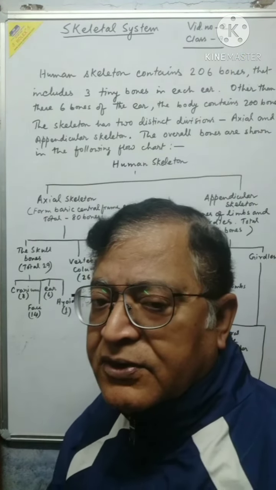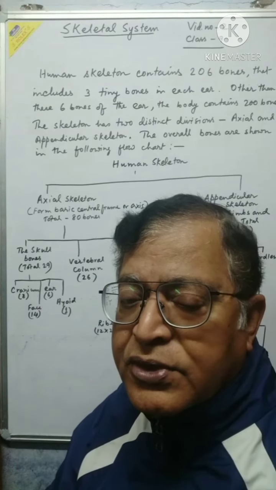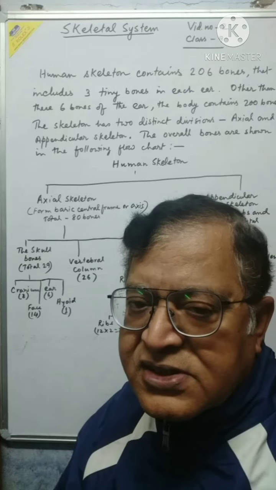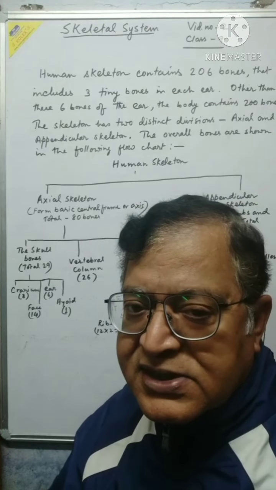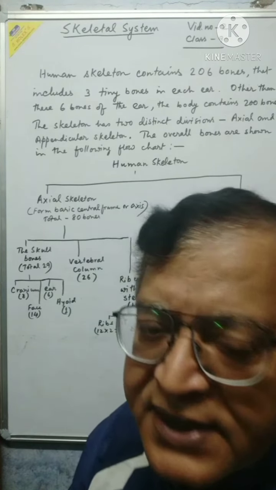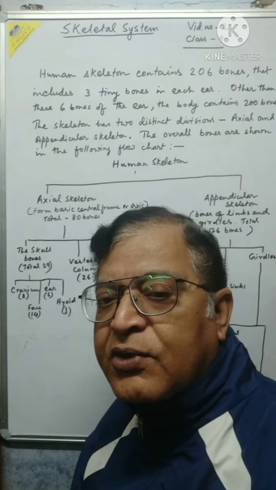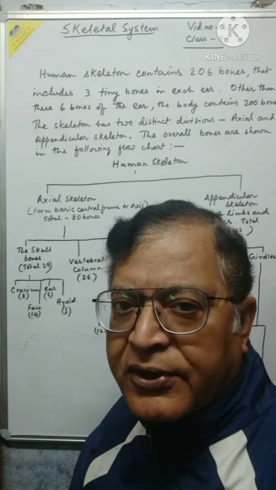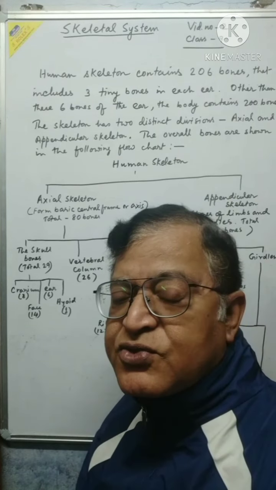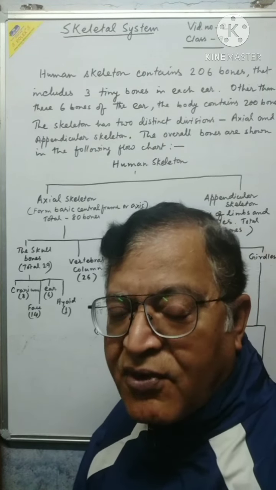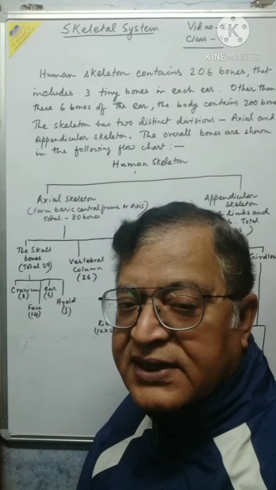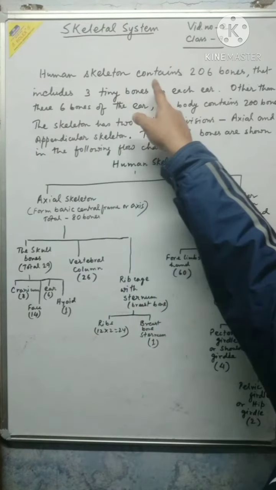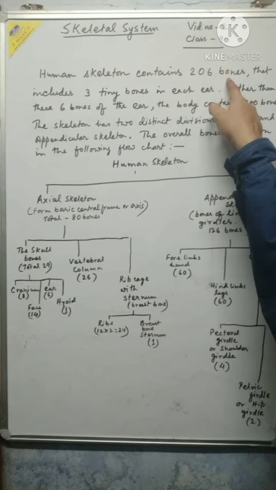Now we are coming on to the discussion about the bones and their arrangements and structures, details of the human skeleton. In this human skeleton, there are a total of 206 bones. That is a general knowledge matter that you all know. How these 206 bones are formed in our skeleton, that we are going to see in detail. The human skeleton contains 206 bones.